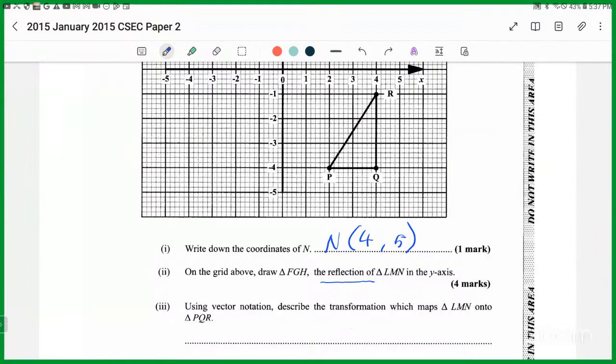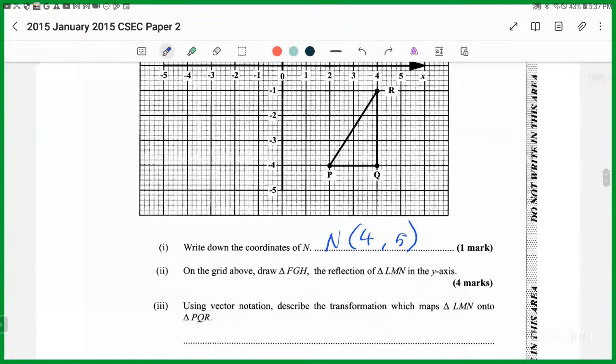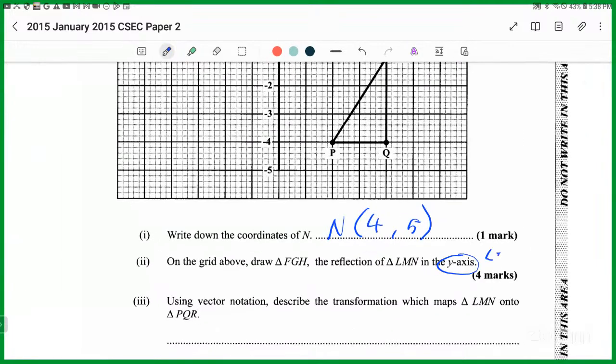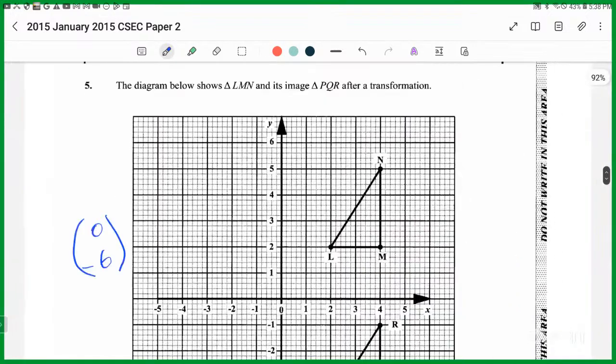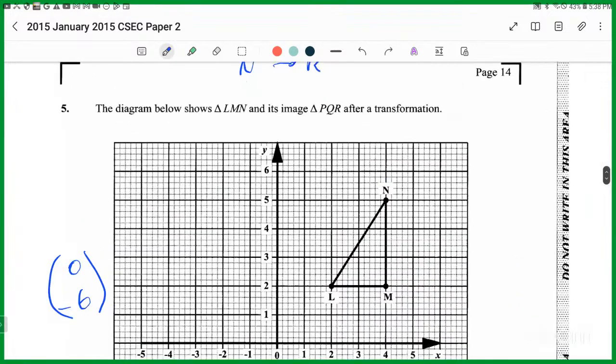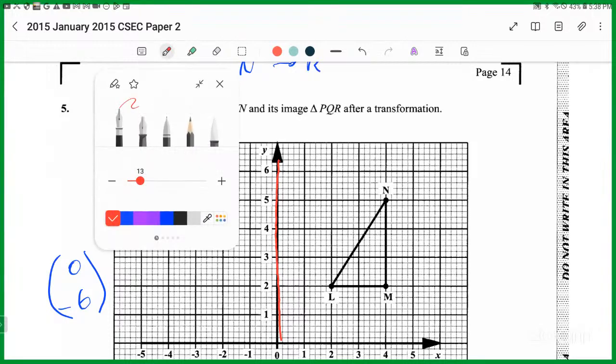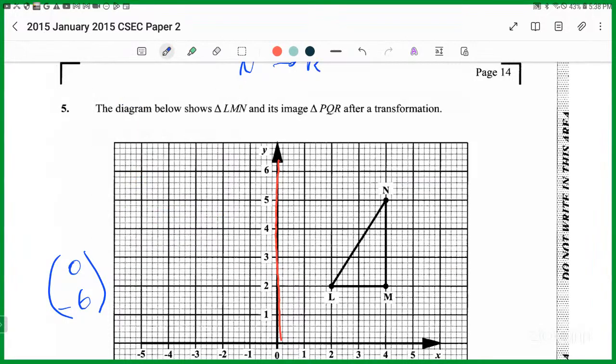All right. So I want to reflect LMN in the y-axis. Remember, instead of saying y-axis, we could have said the line x equals 0. I've seen them do that from time to time. So reflecting this in the y-axis. Remember, the y-axis is now your mirror line. That's a red line. Remember, you do reflection 1 point at a time. Image distance equals object distance.